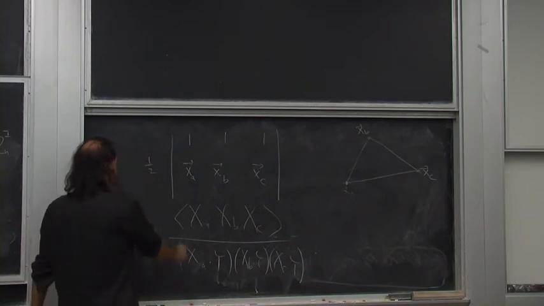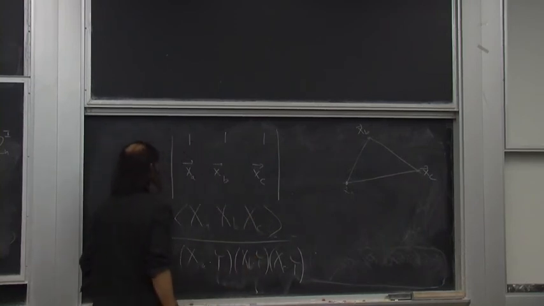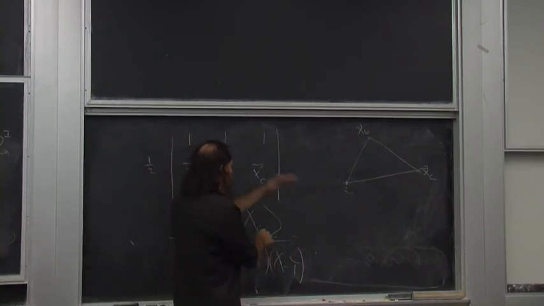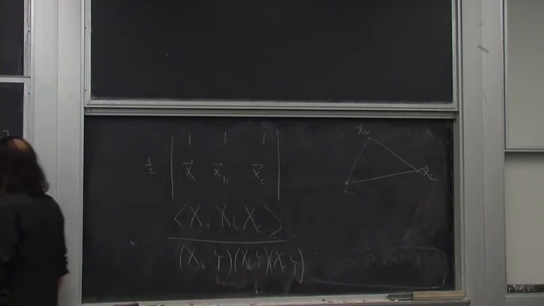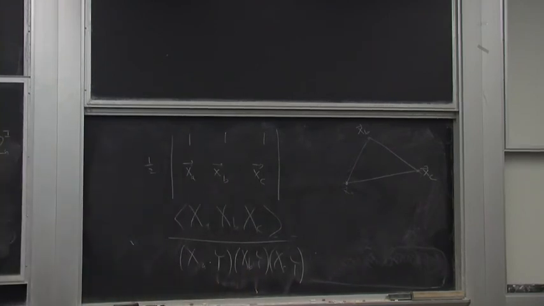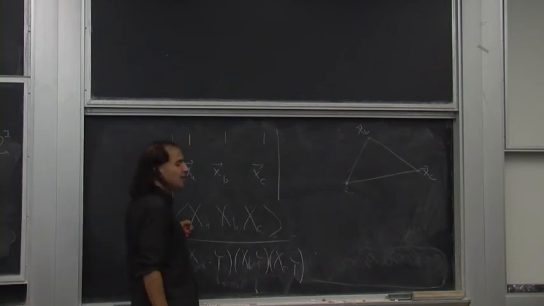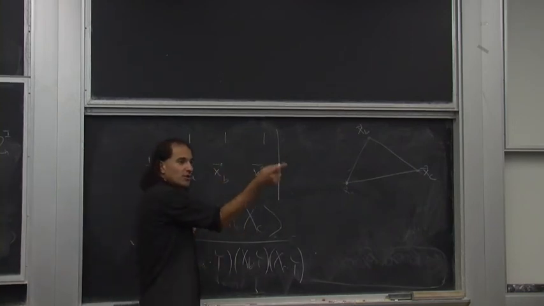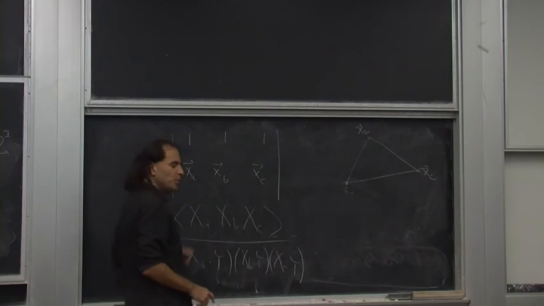But anyway, XA, XB, XC, and of course we already said, when this vanishes, it has the interpretation of the points being collinear. But all I want to point out is that it has a sign, and so the sign tells you how the triangle is oriented, okay? Whether it's oriented one way or the other.